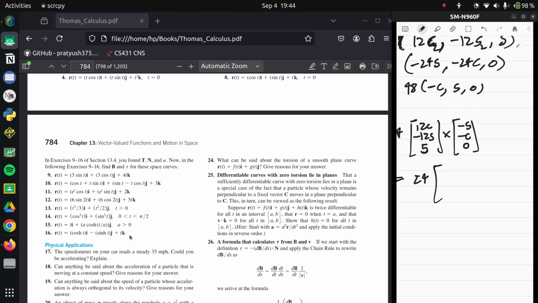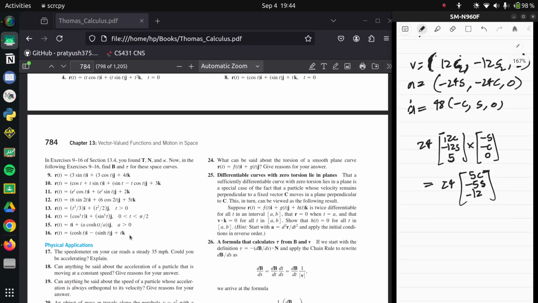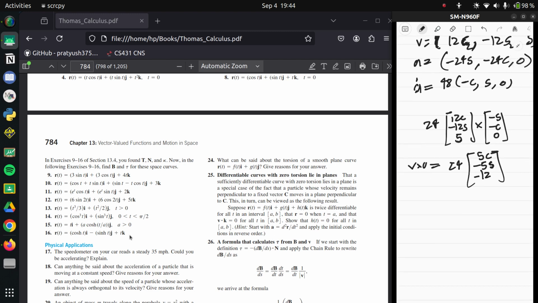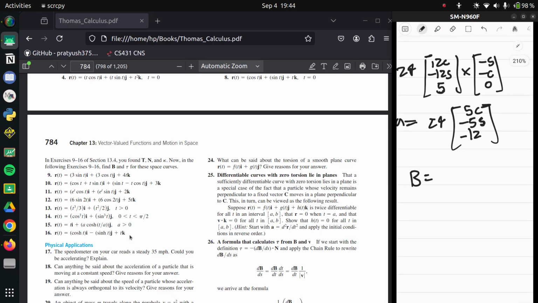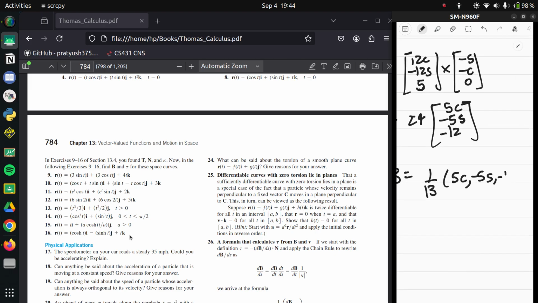Minus 12 c square, and then it's just so minus 12. Right. Okay, so this thing is your v cross a. With this we can figure out what the binormal vector is. It's in this direction, right? So your b would just be normalized, so it's 13. So it's 1 by 13, then you have 5 cosine, negative 5 sine, 1, negative 12.